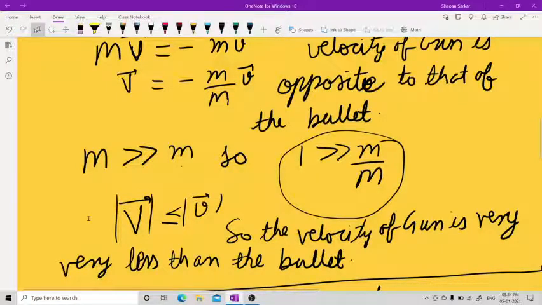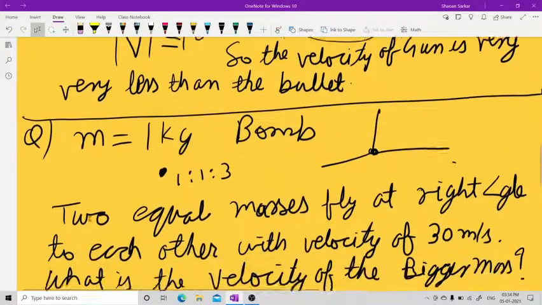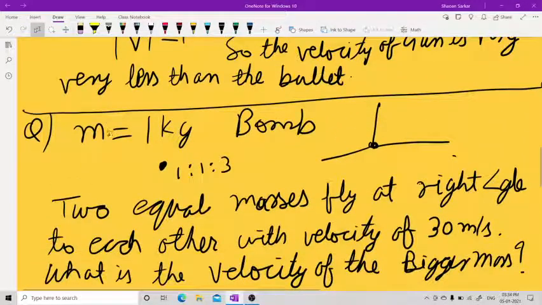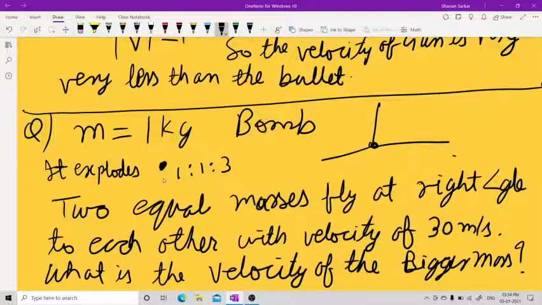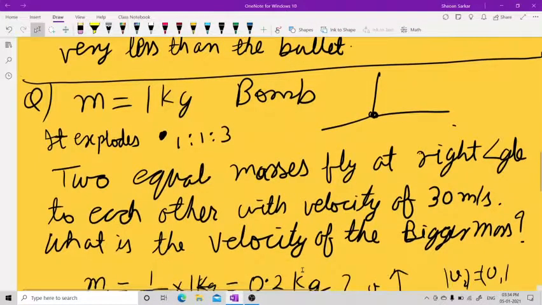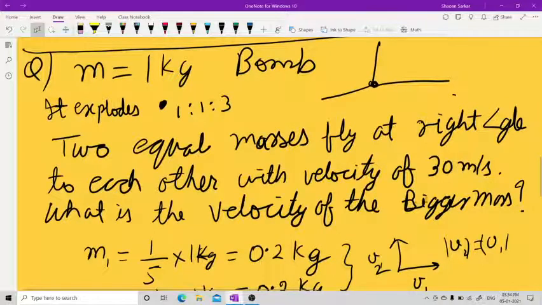Now let's go to another question. Suppose there is a bomb of mass 1 kg. It is kept here. It explodes in the ratio of 1:1:3. Two equal masses fly at right angles to each other with a velocity of 30 meters per second. What is the velocity of the bigger mass?